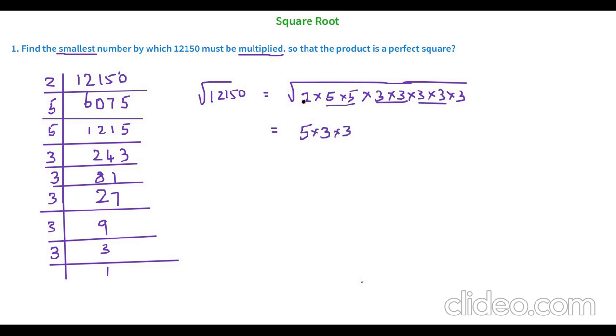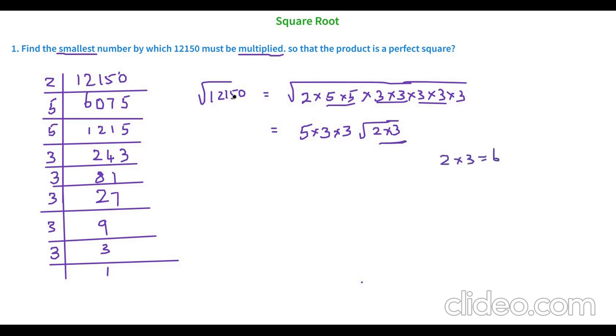Now, the 2 and 3 don't have common numbers to remove from the square root, so I'll just put it as 2 times 3, which is 6.